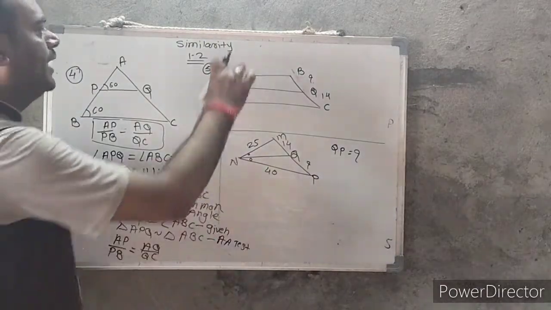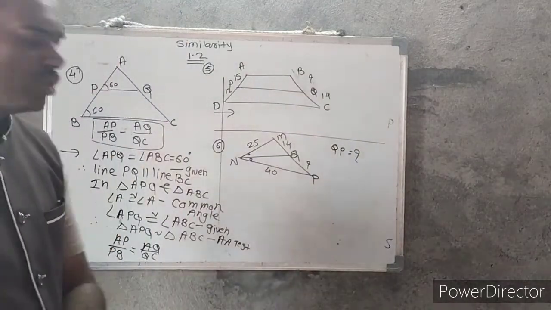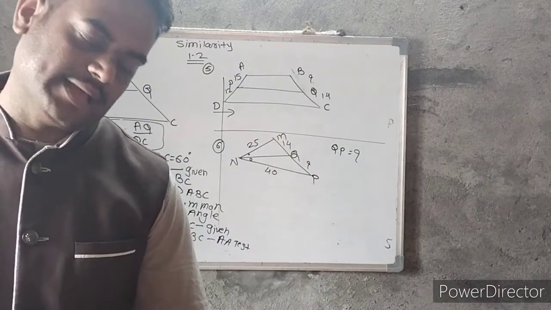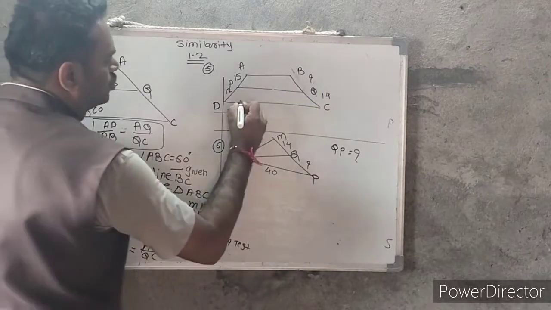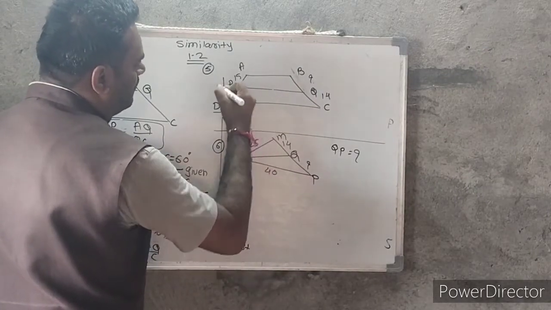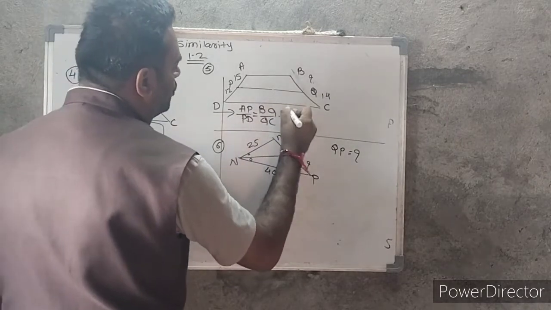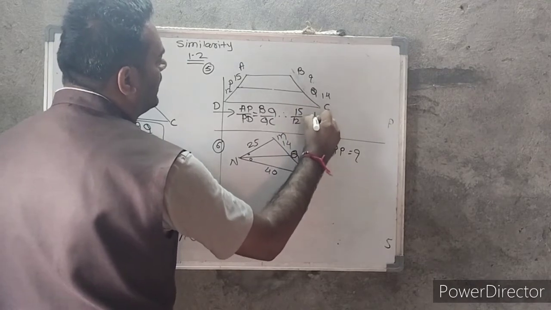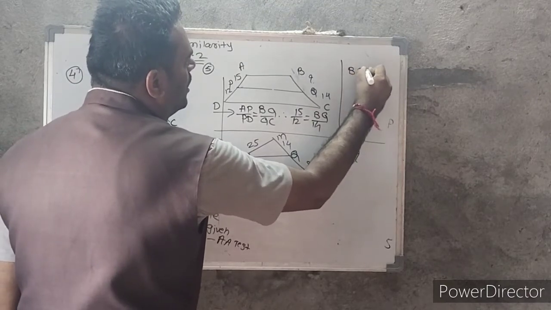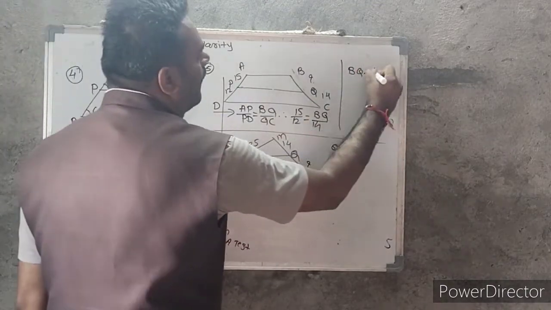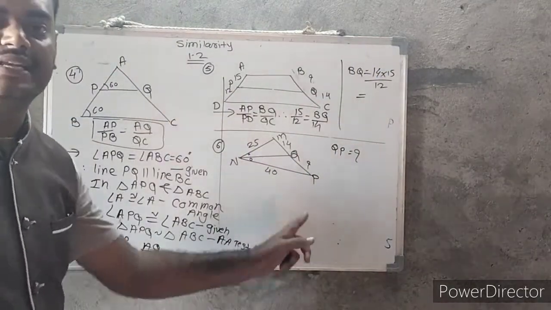Now here they gave AP 15, PD 12, they are asking BQ and they give QC 14. So surely which theorem or property? Yes, exactly right. Three lines are parallel to each other, that means the parallel line property. So AP upon PD is equal to BQ upon QC. Therefore put the values. AP is how much? 15, here 12, here we have to find BQ, QC is 14. Do the cross multiplication: BQ is equal to 14 into 15 divided by 12. How? Cross multiplication and changing the side.